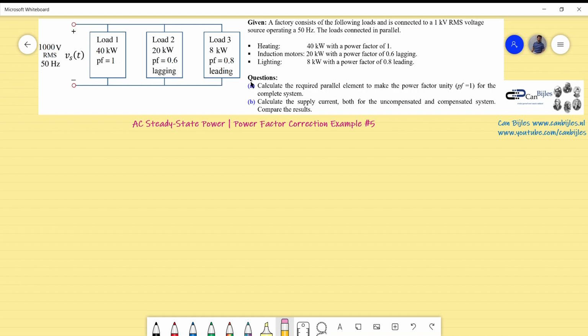So what do we have? The following questions. Calculate the required parallel element to make the power factor unity, so PF of 1, for the complete system. And the second question is, calculate the supply current, so the current that must be supplied by the voltage source Vs, both for the uncompensated and compensated system. And we would like to compare the results. Okay, let's start with the situation for question A.